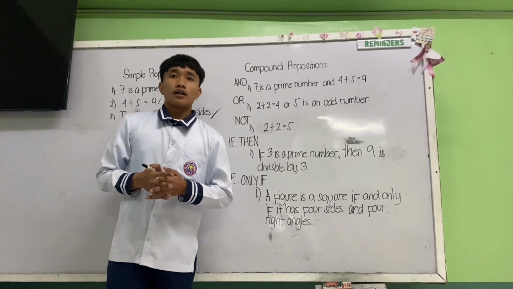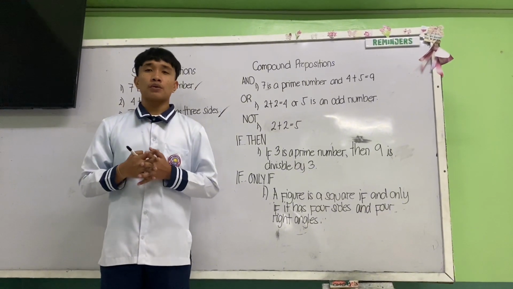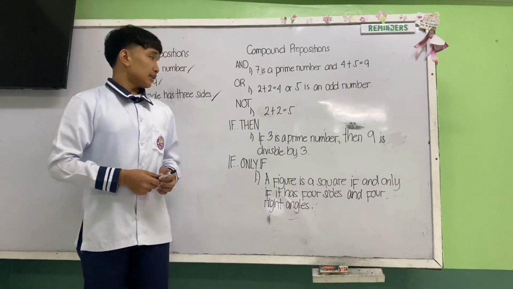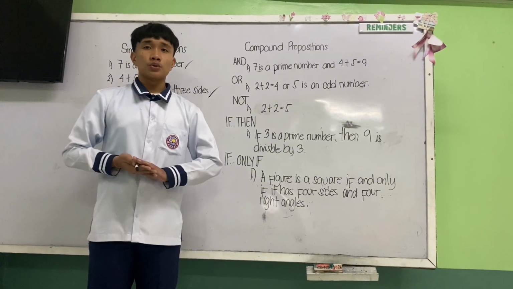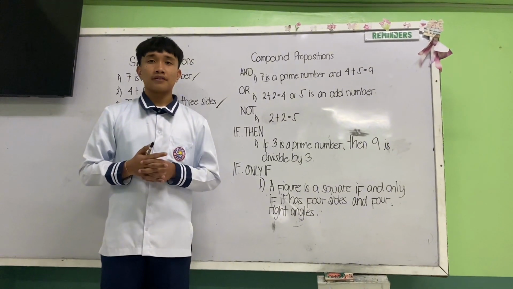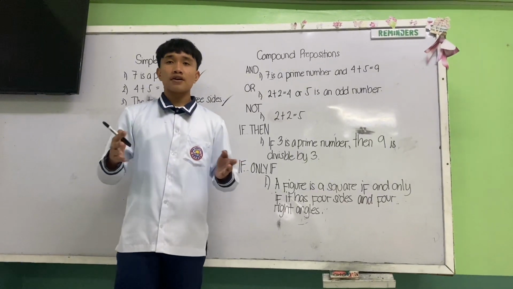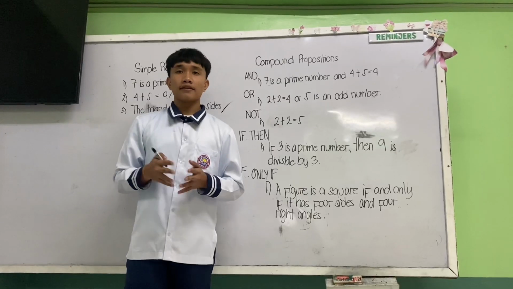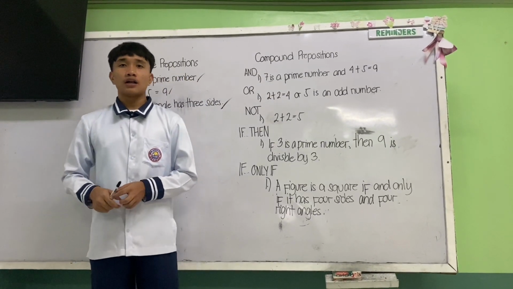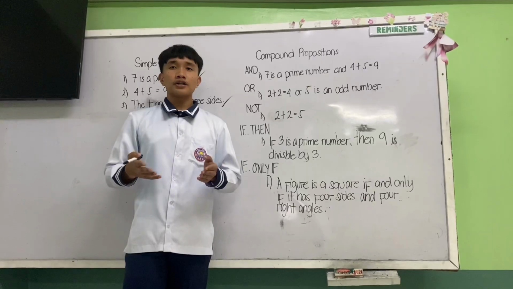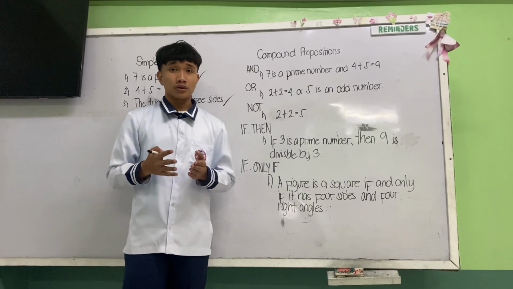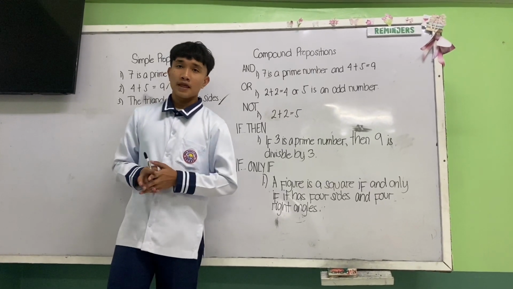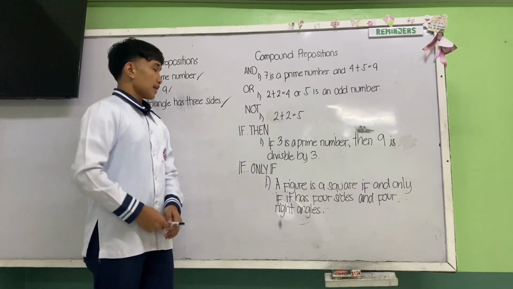Example, the original is 2 plus 2 equals 5, so it's false. So the negated one is, it is not true that 2 plus 2 equals 5. The key rule, if the original statement is true, the negated version will be false, and vice versa. Example, the original one, the earth is round. It is true. The negated one is, the earth is not round. It is false.